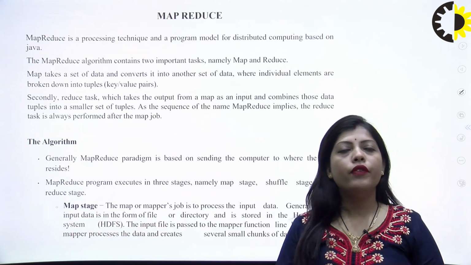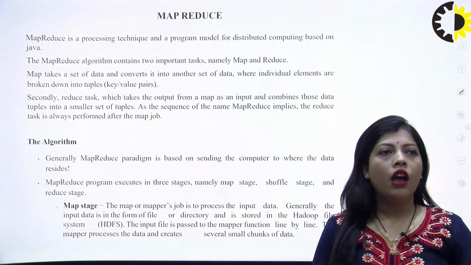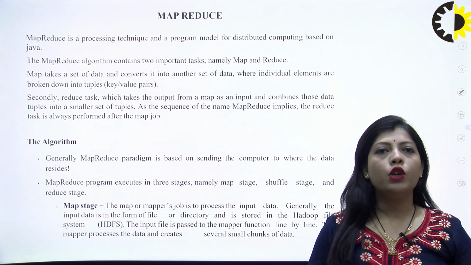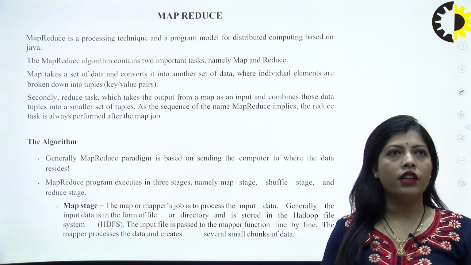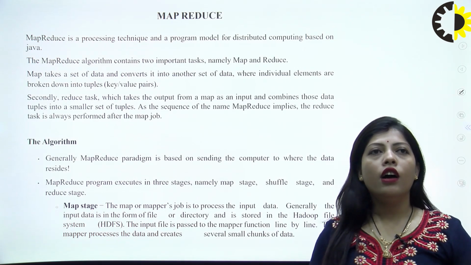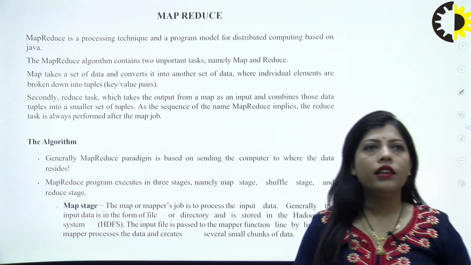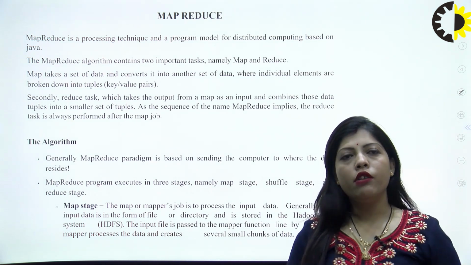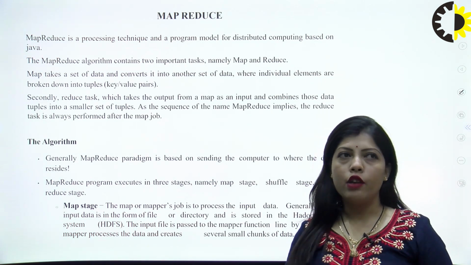So first we will learn about MapReduce. What is MapReduce? In MapReduce, we have two stages or two functions. First is map and another one is reduce. So MapReduce is a processing technique for distributed computing based on Java. MapReduce algorithm has two main tasks, map and reduce.